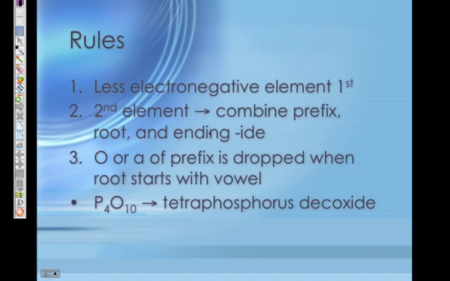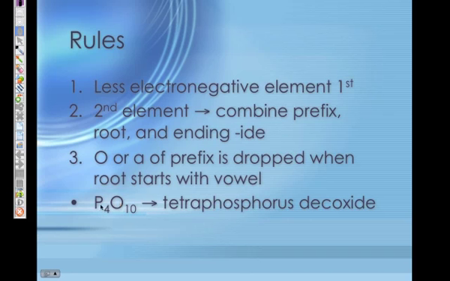So here's an example. If the first element has more than one atom, so this one has 4, then you're going to use the prefix. If there's just one, you don't use the prefix because when you say it's phosphorus, you're knowing that there's at least one phosphorus. But the second element always has the prefix.